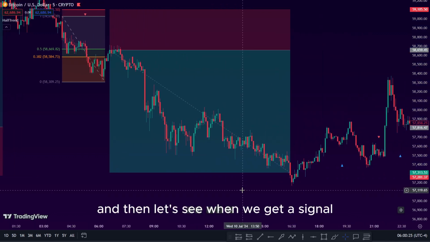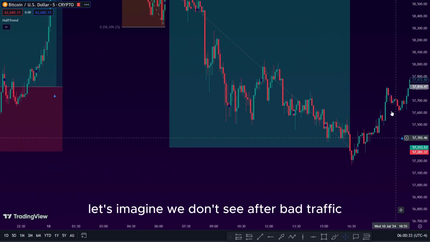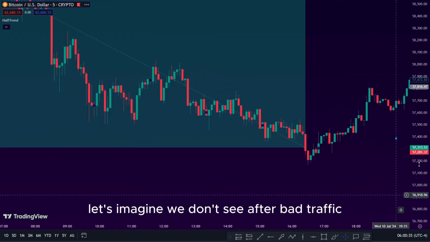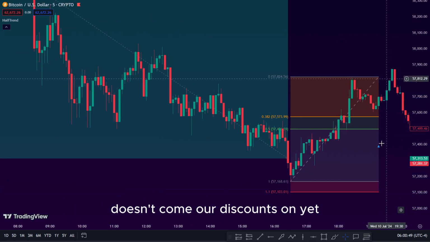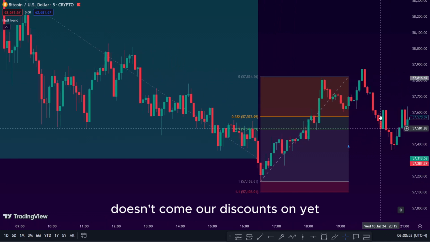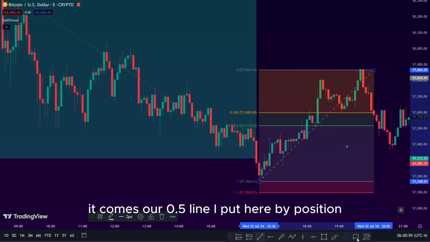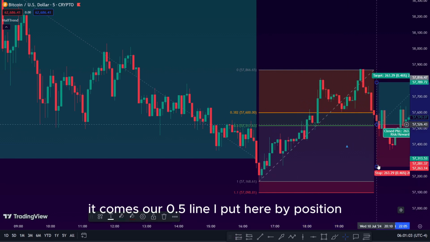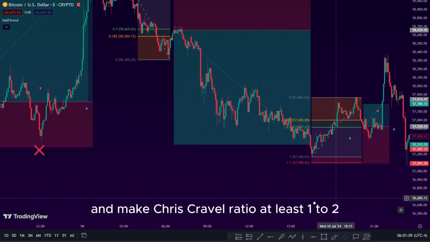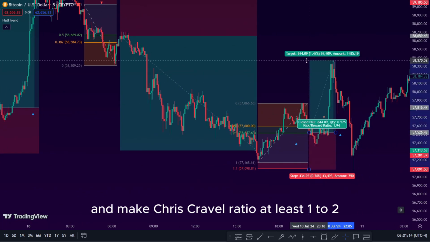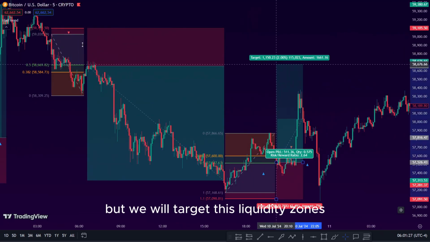And then let's see when we get a signal. We get a buy signal here. Let's imagine we don't see the afterwards of the graphic. We draw this Fibonacci tool from swing low to swing high. It doesn't come to our discount zone yet, but we draw it again. As it continues, it comes to our 0.5 line. I put a buy position here. I put the stop at the 1.1 line and make a risk reward ratio of at least 1 to 2. It also gives its risk reward, but we will target these liquidity zones.